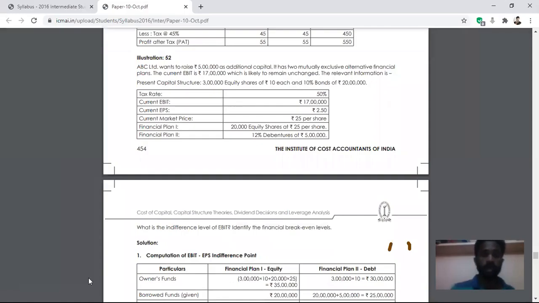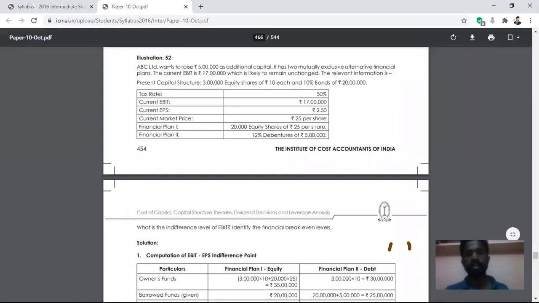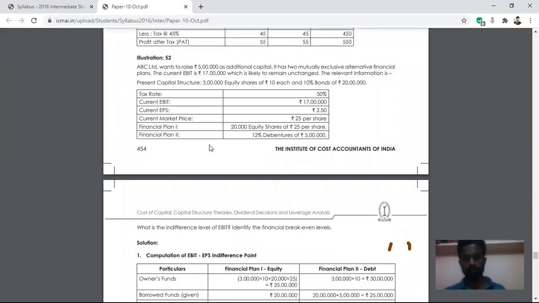So Institute material, page number 454, illustration 52. Both are same. Problem number 10 and illustration 52 are same. I'll just explain you the problem. You just take the notes from this problem. Okay.